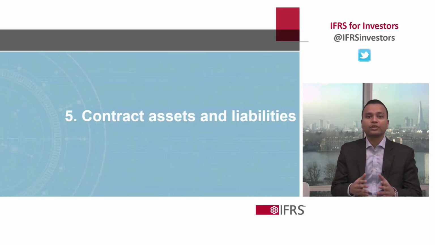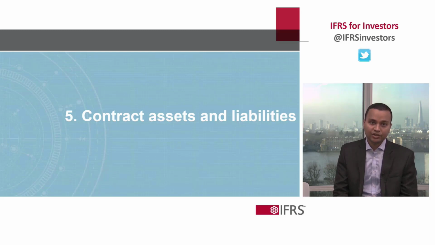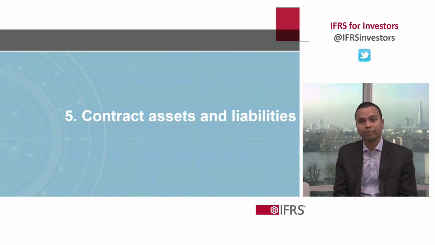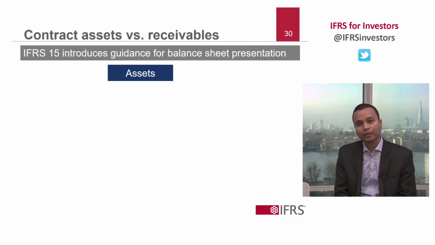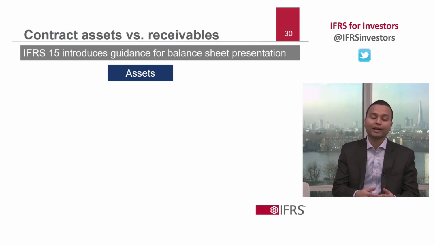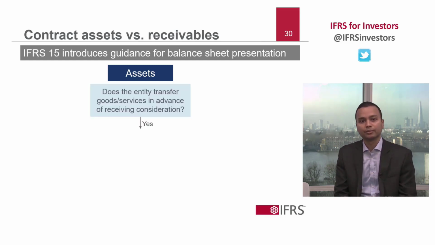Now that we've seen two examples that highlight changes resulting from the guidance on over time revenue recognition and measurement, we can move on to discussing the benefits of the new balance sheet presentation requirements in IFRS 15. IFRS 15 introduces new presentation requirements for the balance sheet items related to revenue recognition and measurement. This relates to the difference between contract assets and receivables.